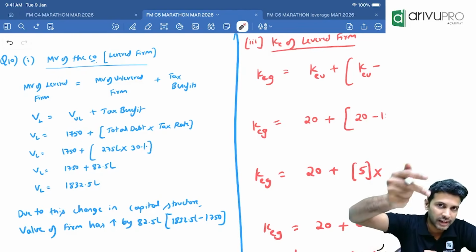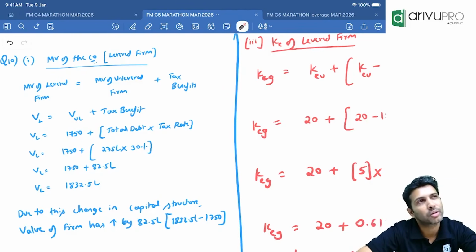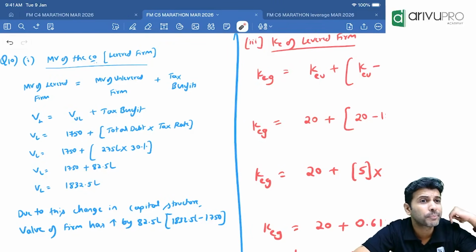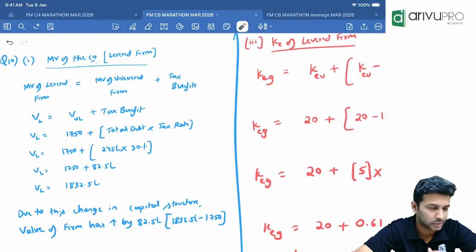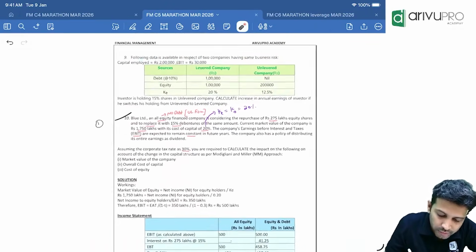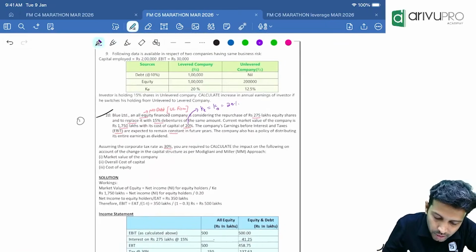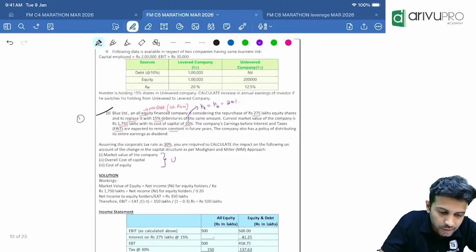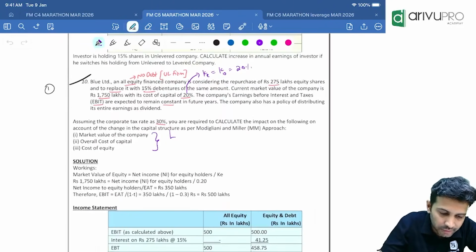Second formula, we recapped it and we solved it. Now next, is there any other formula? They anyway ask cost of equity. Right? Now is it an unlevered firm or a levered firm? Levered firm. One minute. Now we need to find out the cost of equity of the levered firm. All this we have to find out for the levered firm. Agreed?